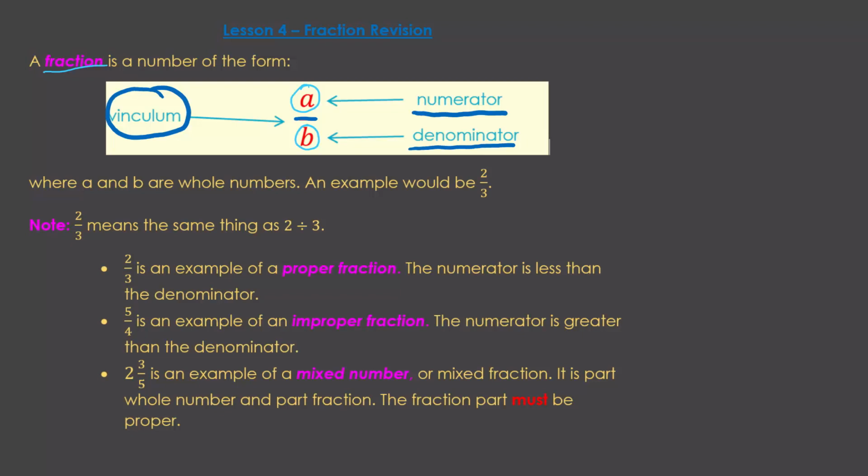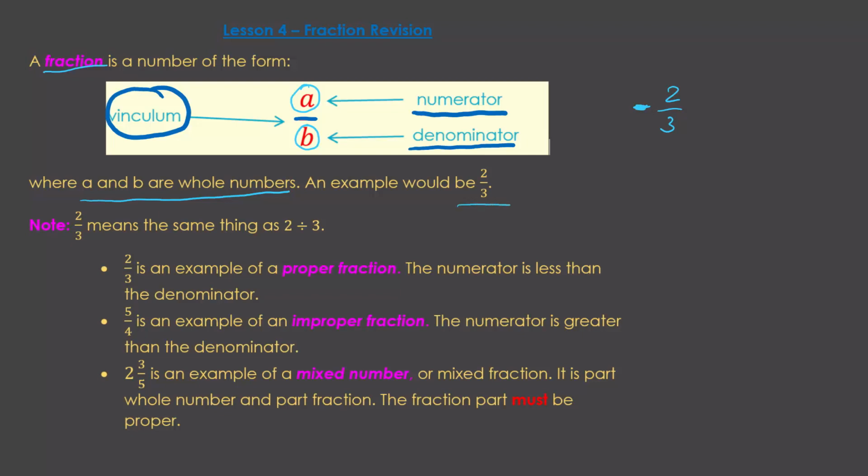Now, just underneath here, I've stated that a and b are whole numbers, strictly speaking integers, because they can be negative, although the negativity of a fraction is often indicated in front rather than on either of the numbers here.